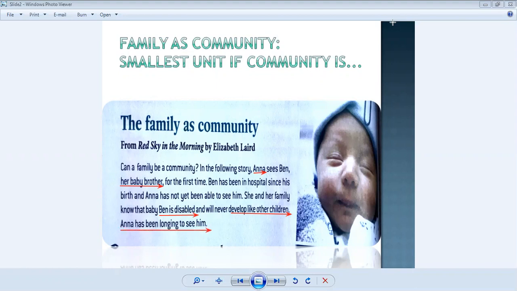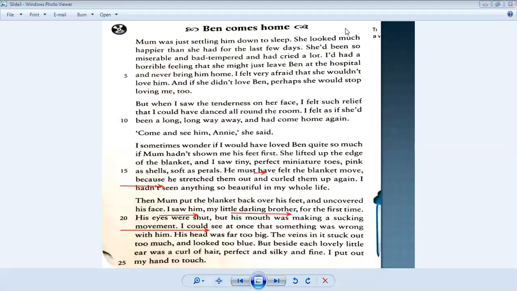Okay, so let's start the story here. Our story here says, Ben Comes Home. This is audio, but I'm going to read it the first time all at once, and then we're going to analyze the story part by part, Ben Comes Home.